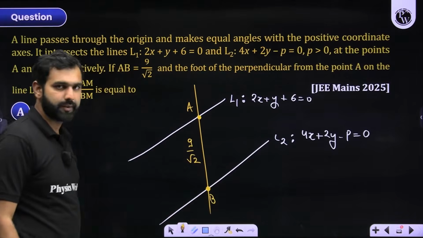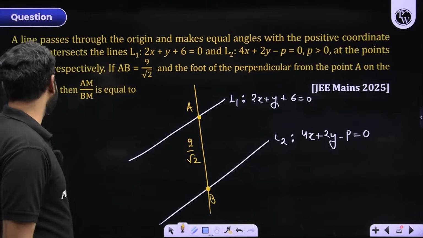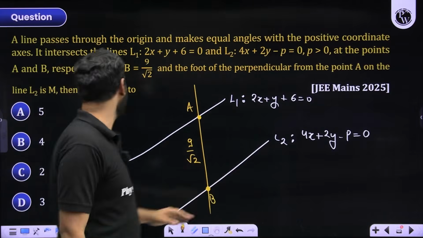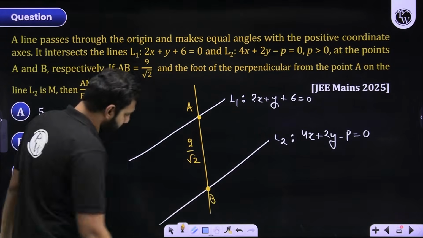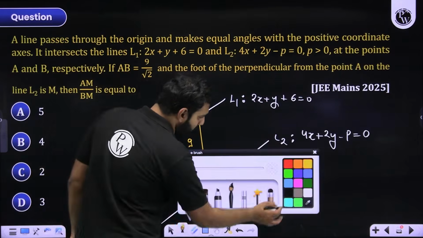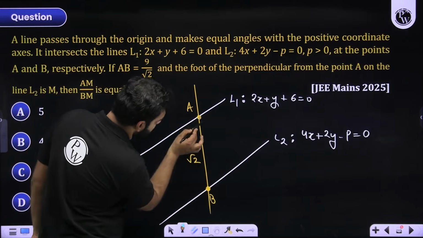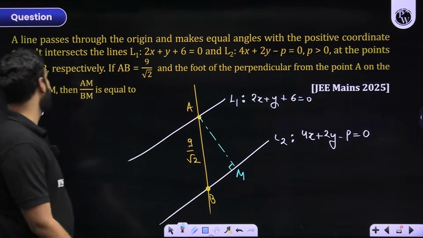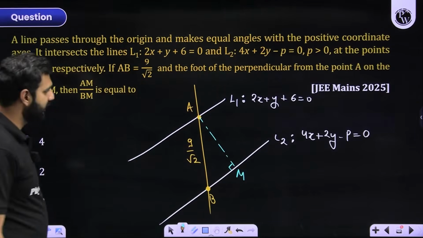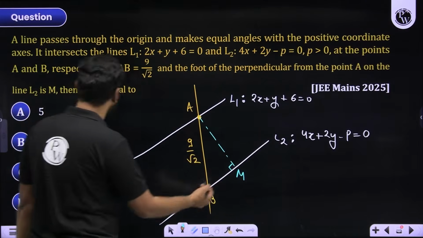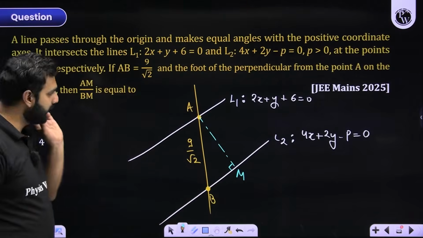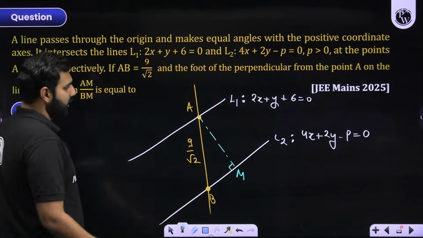Great, that's brilliant. What are we told additionally? That the foot of the perpendicular from A on the line L2 is M. So from A, I am dropping an altitude, I'm dropping a perpendicular. I hope this is how the perpendicular looks like. And this foot is M, right? Then what are we asked? We are asked AM upon BM. What are we asked? We are asked AM upon BM. Did you get that part? I hope there is no confusion on that front.